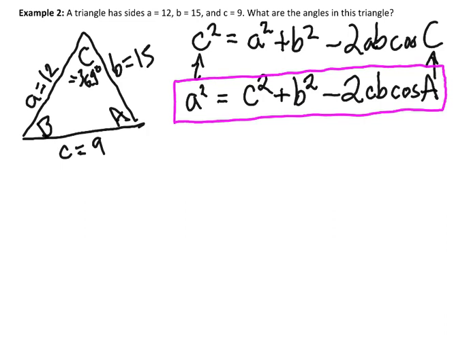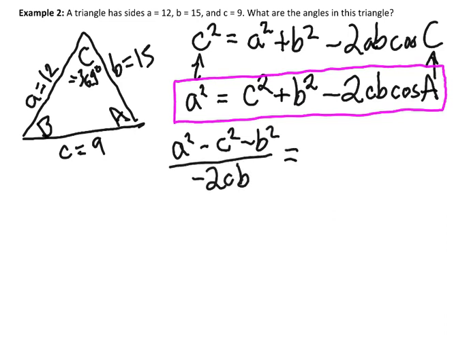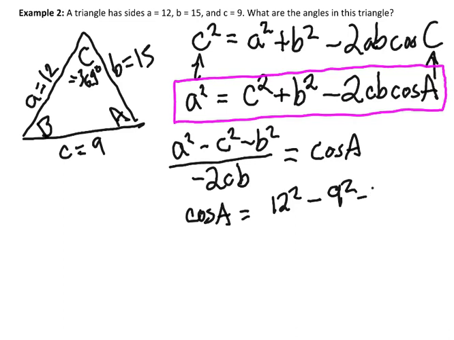We can rearrange it the same way as last time, so I'll do A squared minus C squared minus B squared, all divided by negative 2CB will equal cos of A. Plugging in your numbers, that'll be cos of A is side A, so 12 squared, minus C squared, that's 9 squared, minus B squared, the 15 squared, divided by negative 2, C and B.